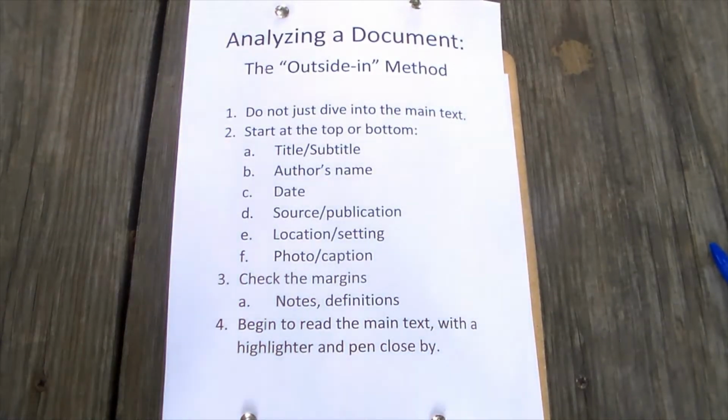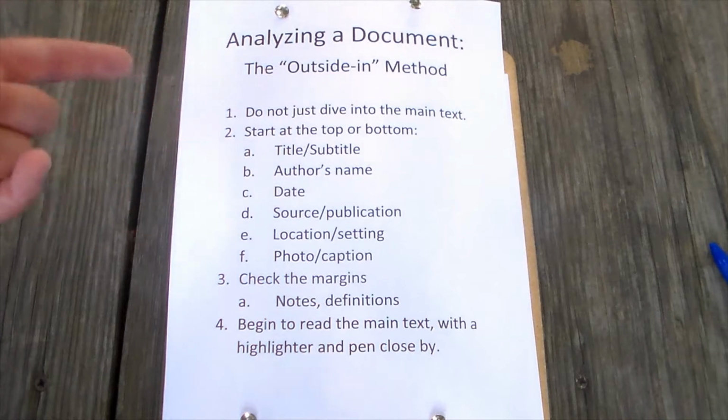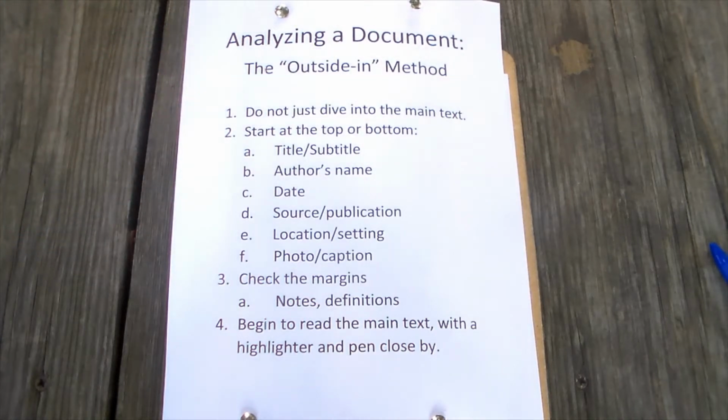So just like the other documents that we've already looked at this year, when we analyze the preamble, when we analyze any document, we're going to use this outside-in method. And what it really tells you to do is don't just dive in and start reading the main text until you can get as much understanding as you can beforehand. And it will help you maybe clarify what it's about.